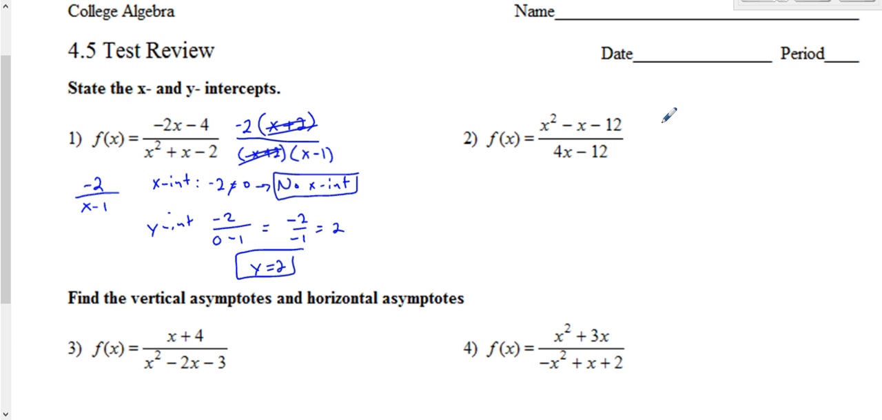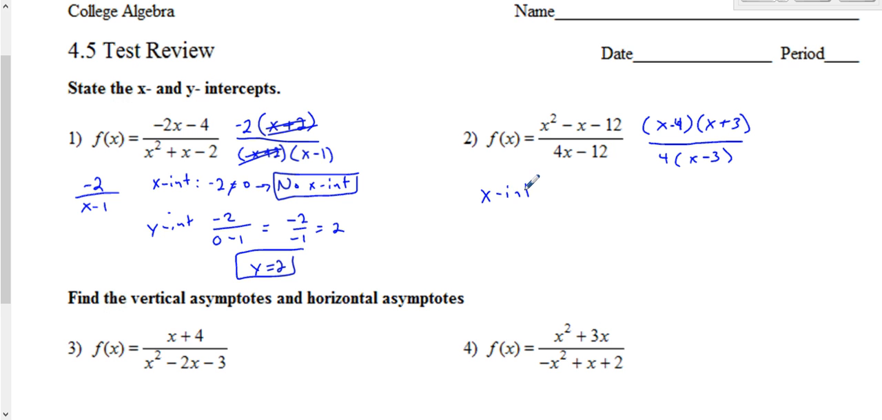Here for number 2, I need to factor. And again, I will factor the quadratic using product sum rule, diamond method, or quad 3. And I will get x minus 4 times x plus 3. For the denominator, I get 4 times x minus 3. Nothing can cancel out here, so I can go ahead and find my x and y intercepts.